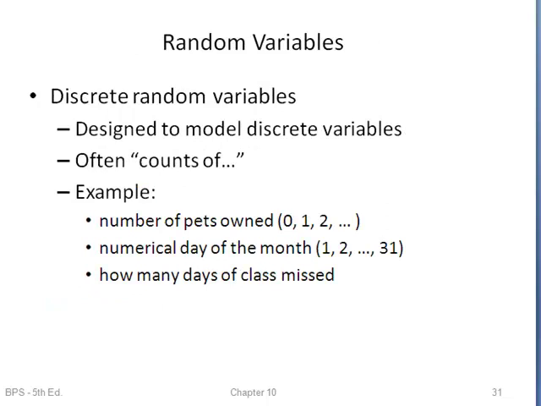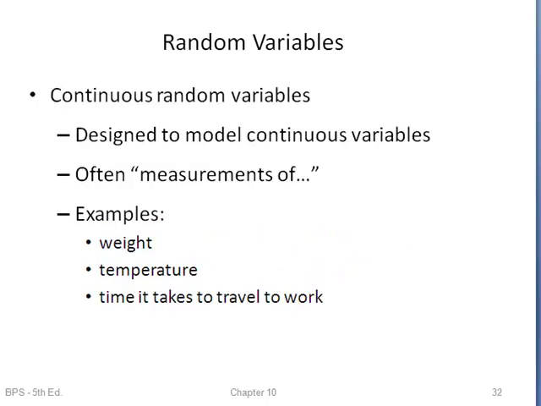So let's look at some discrete random variables. They're designed to model discrete variables, obviously, and often they're counts of things. So our random variable could be the number of pets owned, or the numerical day of the month. Another example would be a random variable being how many days of class missed. A continuous random variable is designed to model continuous variables, and they're usually measurements. So examples would be the weight of something, or the temperature at a certain time of the year, or in a certain place. Or it could be the time it takes to travel to work.